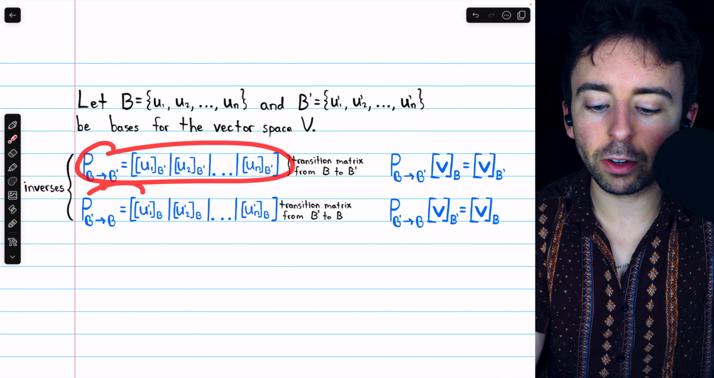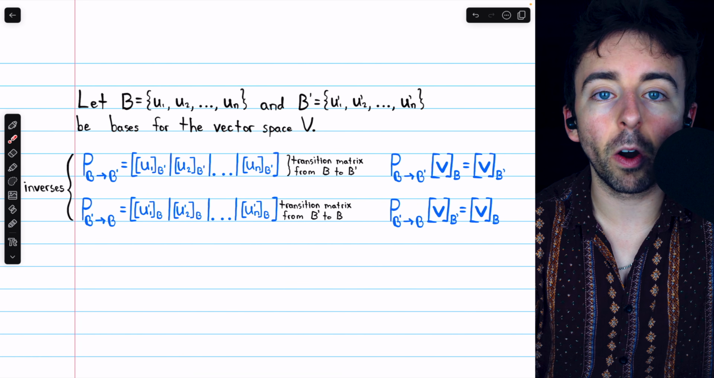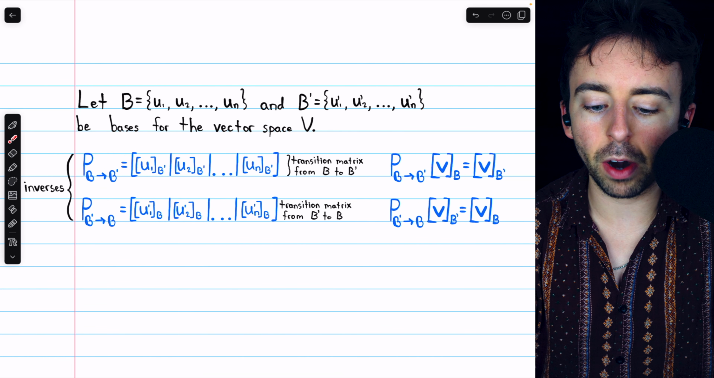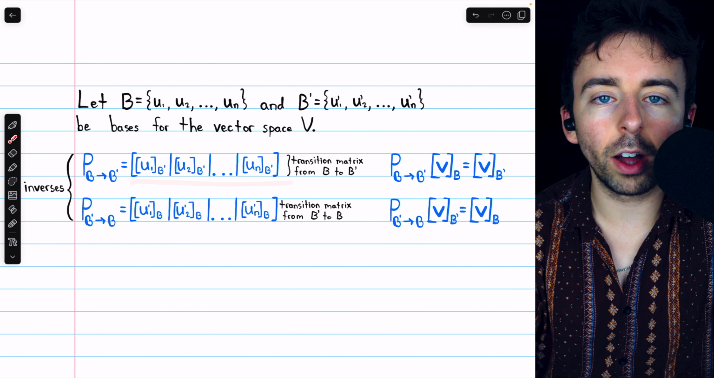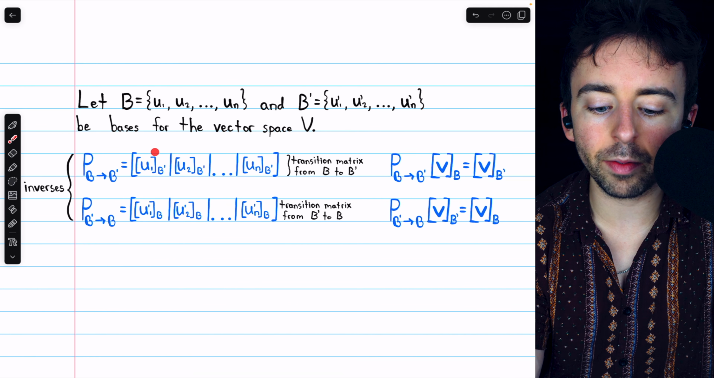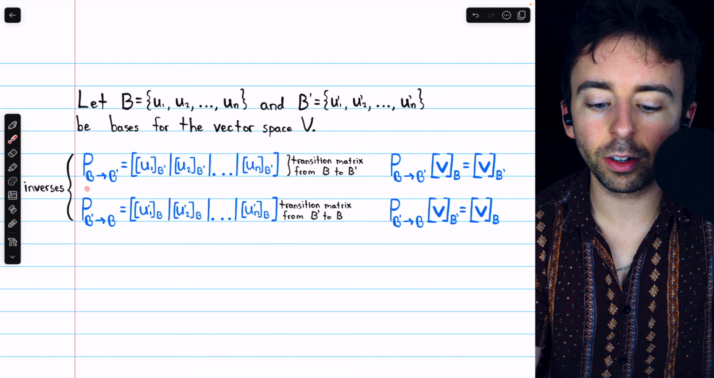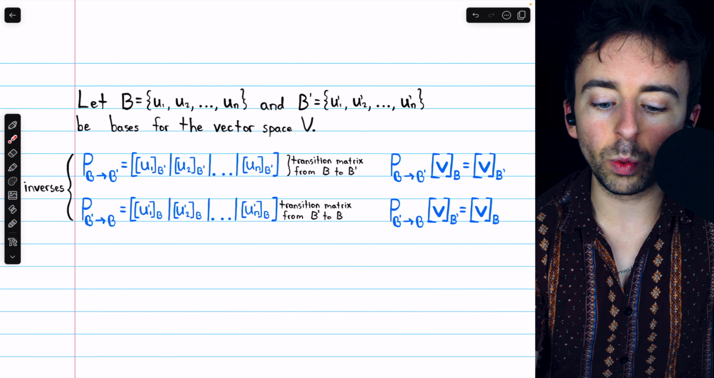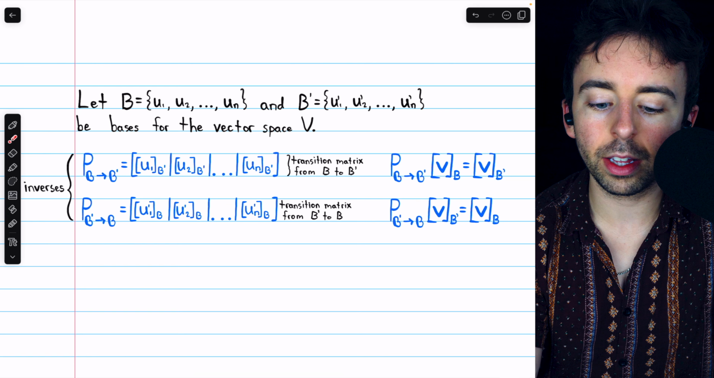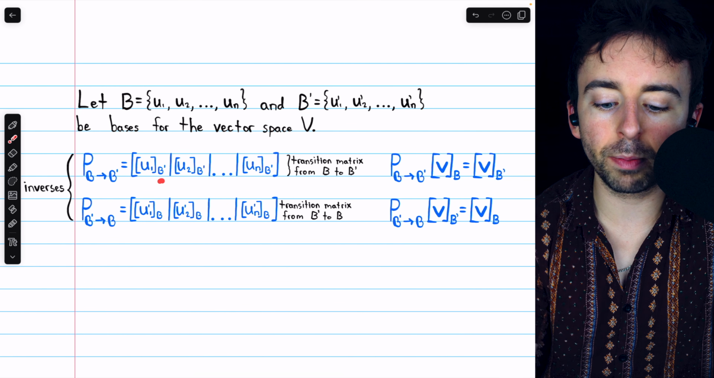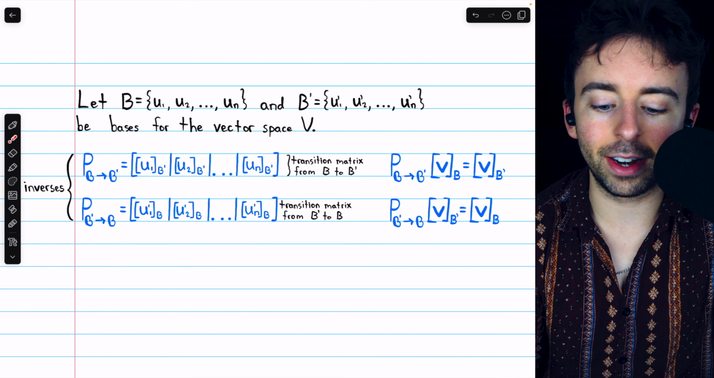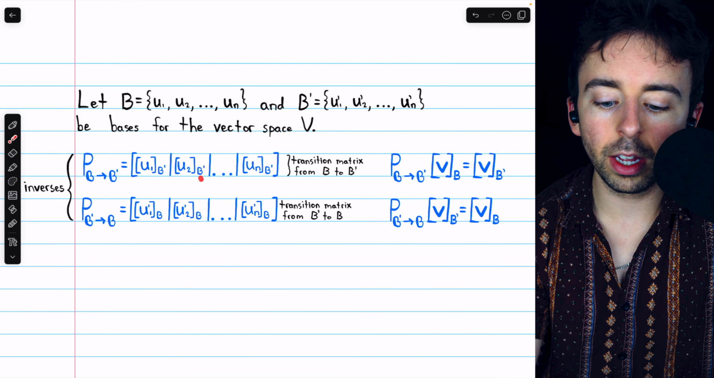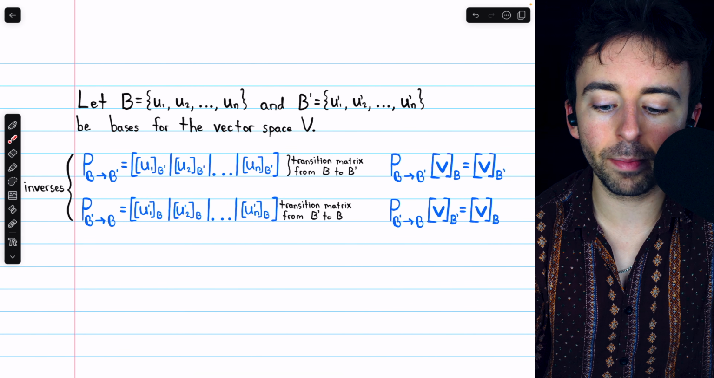then this is how the transition matrices between those bases are constructed. The transition matrix from the basis B to the basis B prime is the matrix whose columns consist of the coordinate vectors of the old basis relative to the new basis. So notice that. To go from old basis to new basis, we take the coordinate vector of u1, the first old basis vector, with respect to the new basis B prime. And then the second column is the coordinate vector of the second old basis vector, u2, with respect to the new basis B prime, and so on.